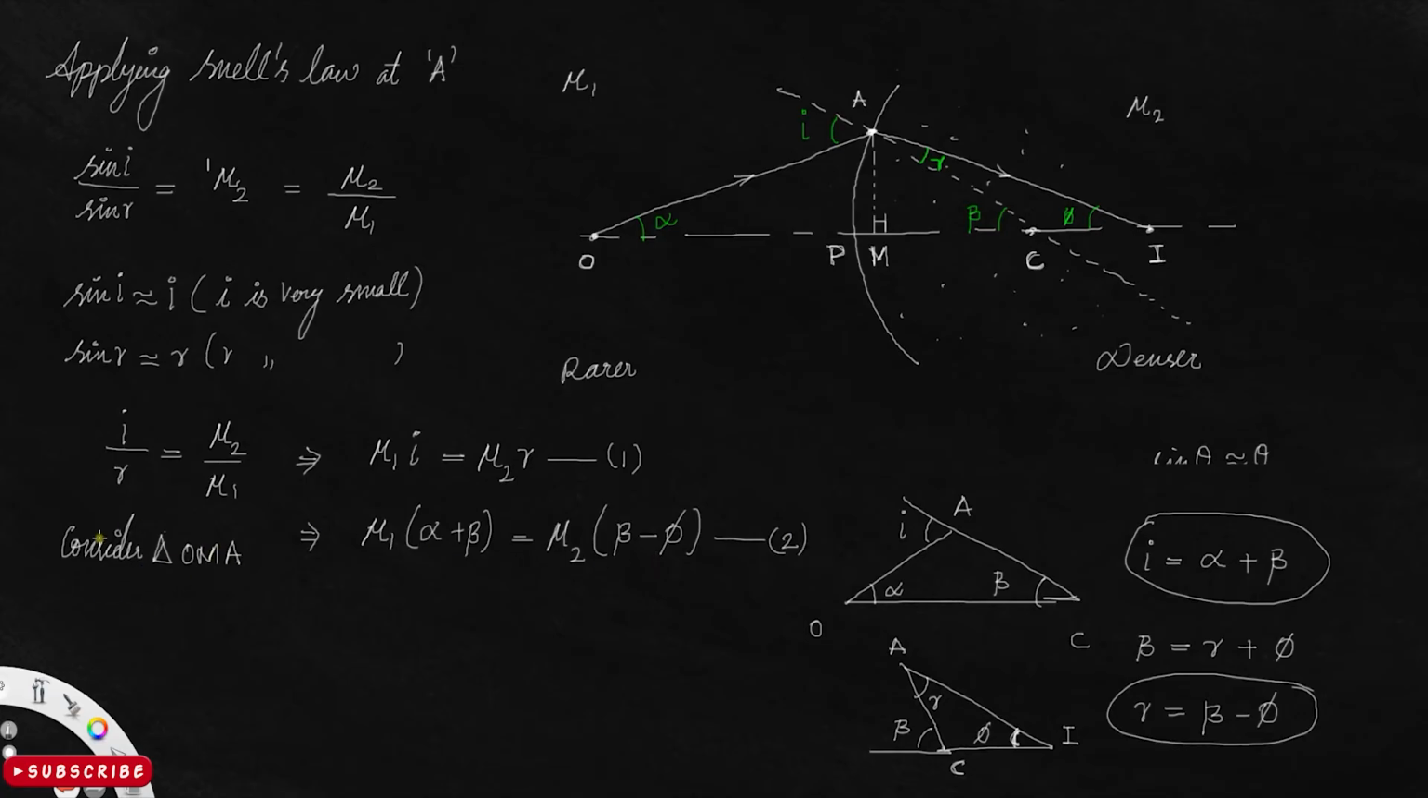Now let me go back to the triangle OMA. When you look at alpha, since alpha is very small, I can write alpha approximately equal to tan alpha. For small angles, alpha is approximately sin alpha, which is approximately tan alpha, when alpha is small.